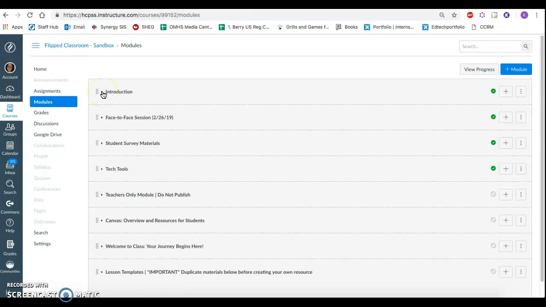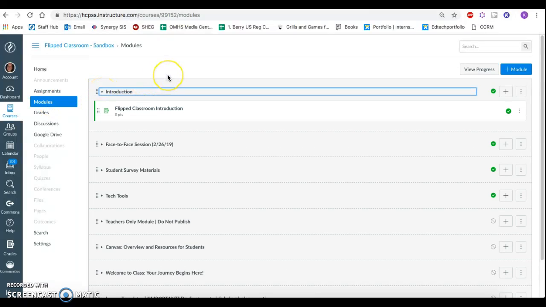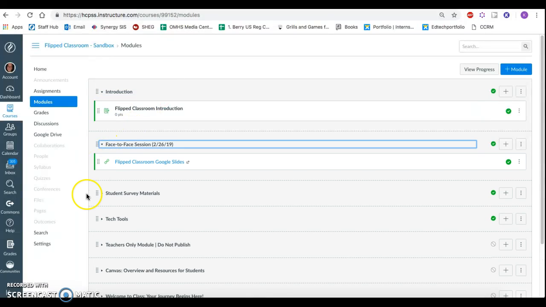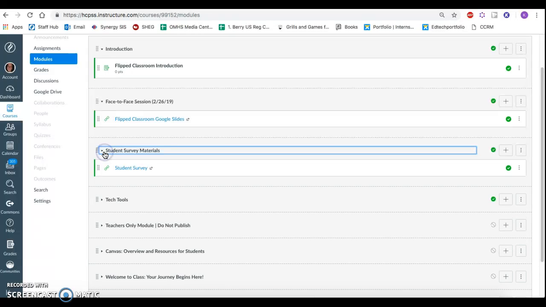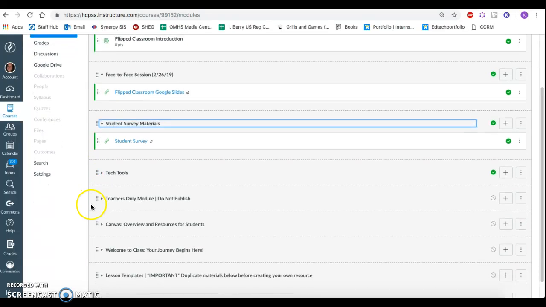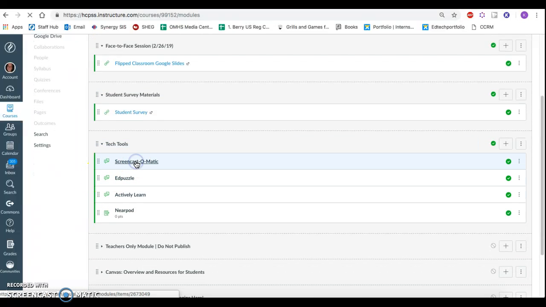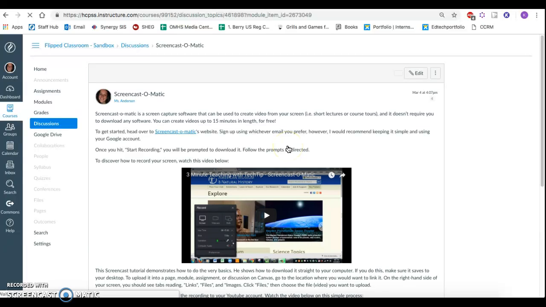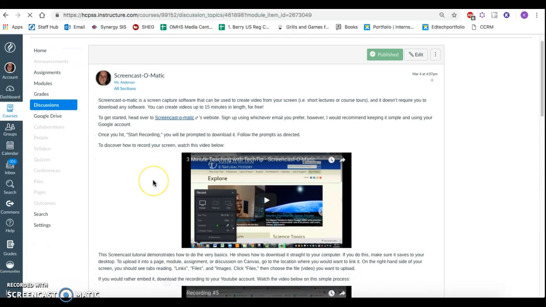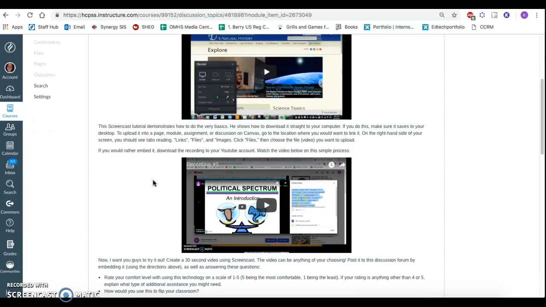So, for example, this would be the introduction that they had to complete before our very first face-to-face session. There was also a student survey that their students had to complete based on their familiarity with the flipped classroom. And here is where all the tech tools would be accessed. So I simply recorded myself using some of these with very specific directions on how to use it.